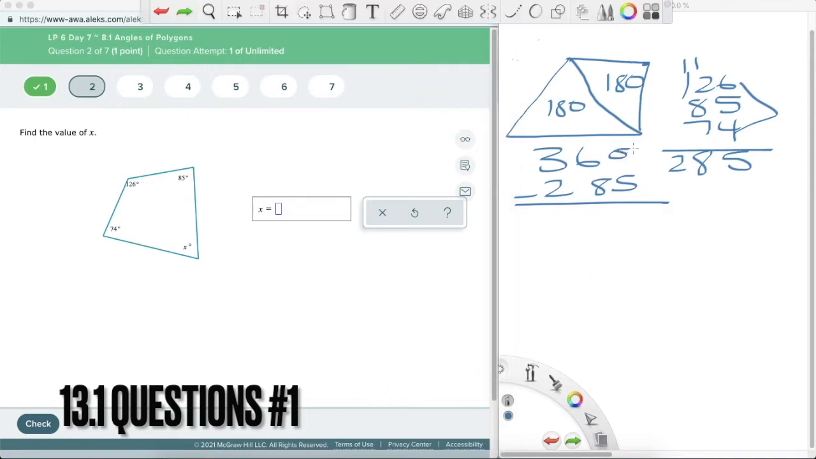All right, so we're going to borrow, and we get 5. We're going to borrow again, and we get 2, 7, so 75. So this guy has to be 75.